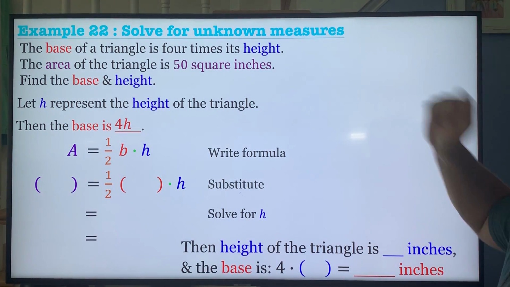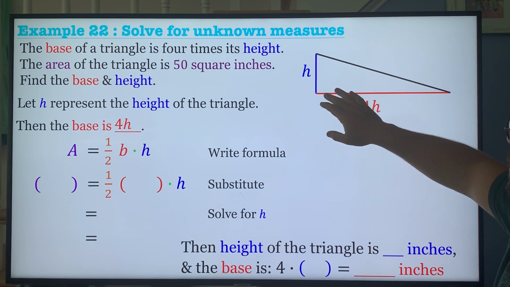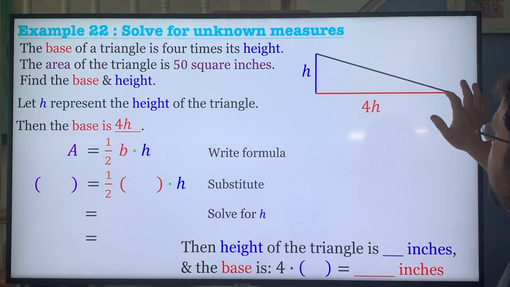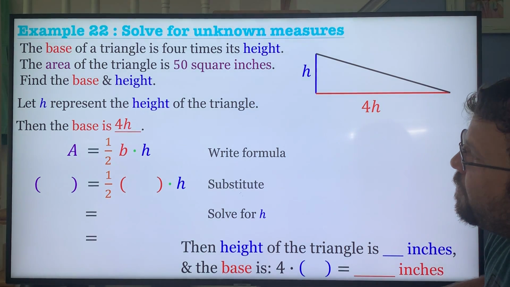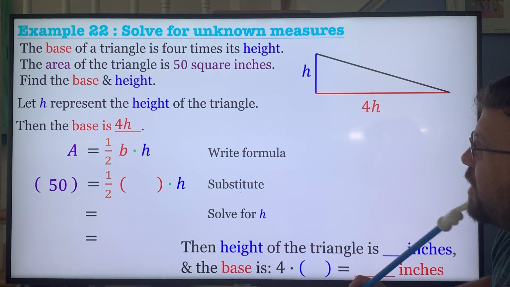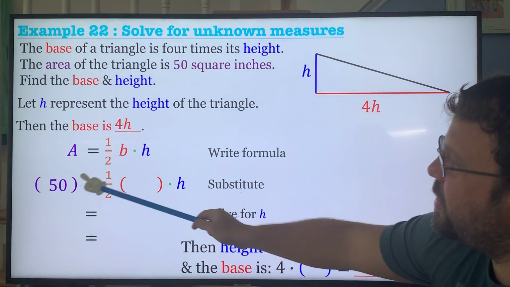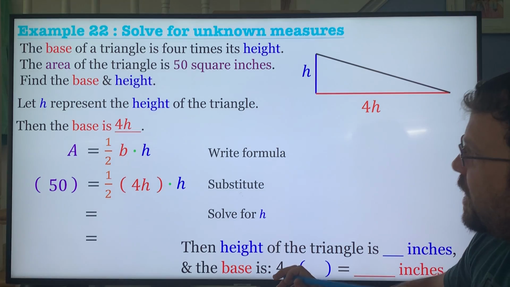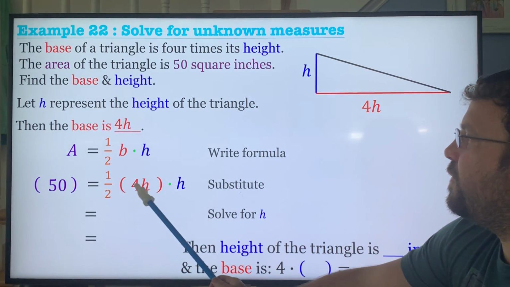So if we draw a picture, why don't you draw a little picture? Okay? You should have your height, and you should have your base, which is 4h. You can do this a bunch of different ways. You can make it a triangle that looks like this, put the height in the middle. It doesn't matter. All right? Area equals 1/2 base times height. The area is 50. So 50 equals 1/2 your base, which is 4h, and your height, which is h. Good so far? 50 equals 1/2 of 4h times h.